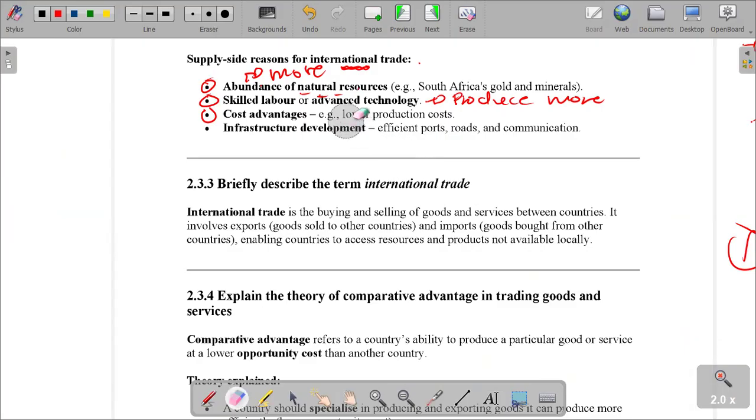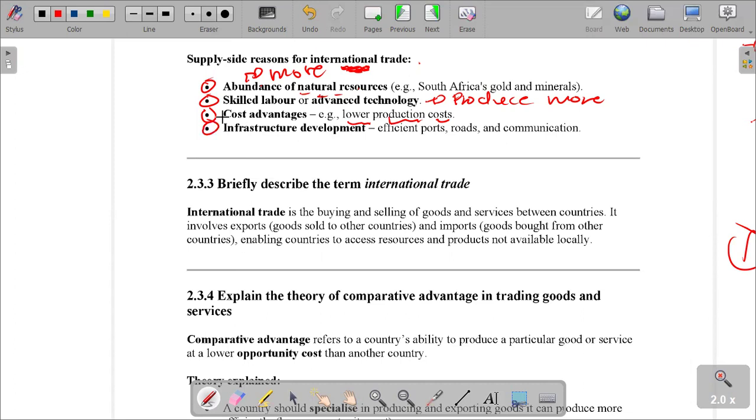So you see here, lower production costs. If it costs us less to produce products, it means that we can sell more products to other countries. So if we are very smart with how we spend our money, we can rather sell to other countries.